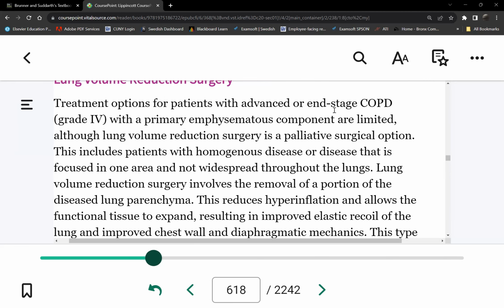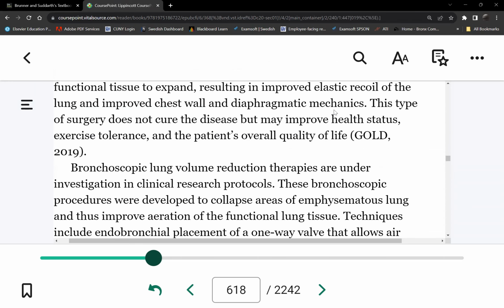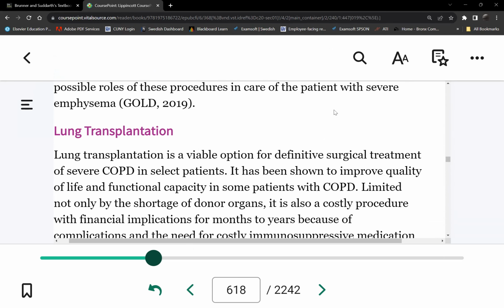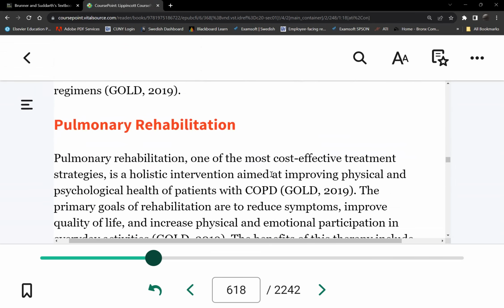Lung reduction surgery is the lobes that I mentioned earlier. So you can just remove one or more lobes and then give the rest of the space to the remaining lobes. Lung transplant is an option if you can get a donor.